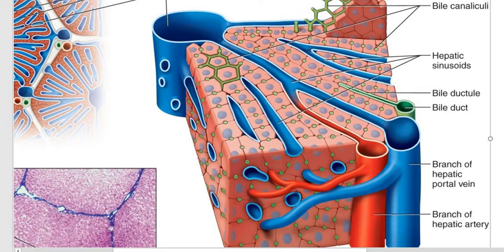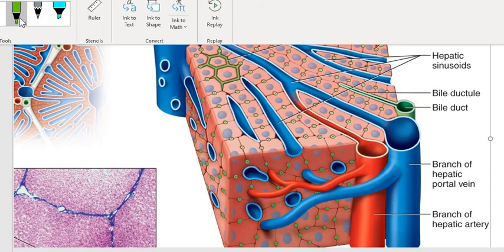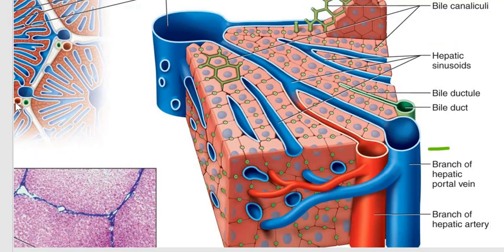So this blue vessel right here is not a branch of the hepatic vein. This is a branch of the hepatic portal vein. It's very, very important that you understand that because the hepatic vein leaves the entire liver. The hepatic portal vein brings blood into the liver. So they're going in opposite ways from this organ. One's coming into the organ and one's leaving it. So they're very, very different.